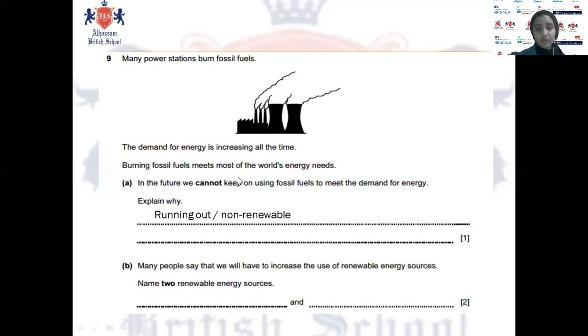Many people say that we will have to increase the use of renewable energy sources. Name two renewable energy sources. Wind energy, excellent. And tidal energy, excellent. Give another example. Solar energy. Excellent. So solar, wind, or tidal. Excellent, thank you very much.